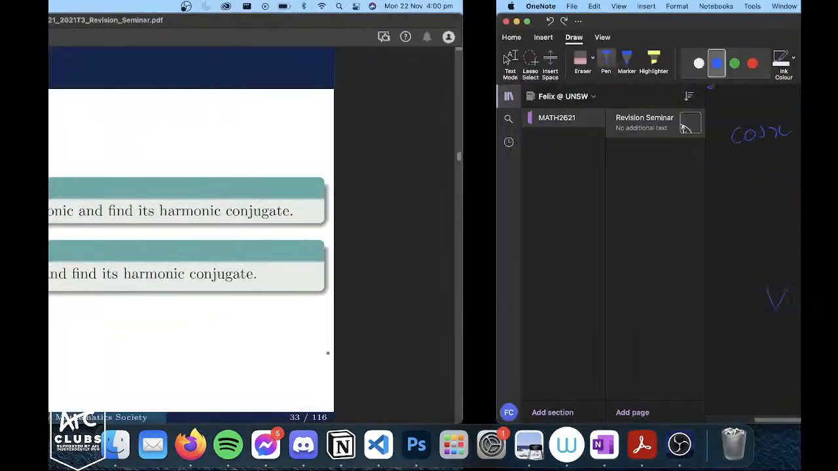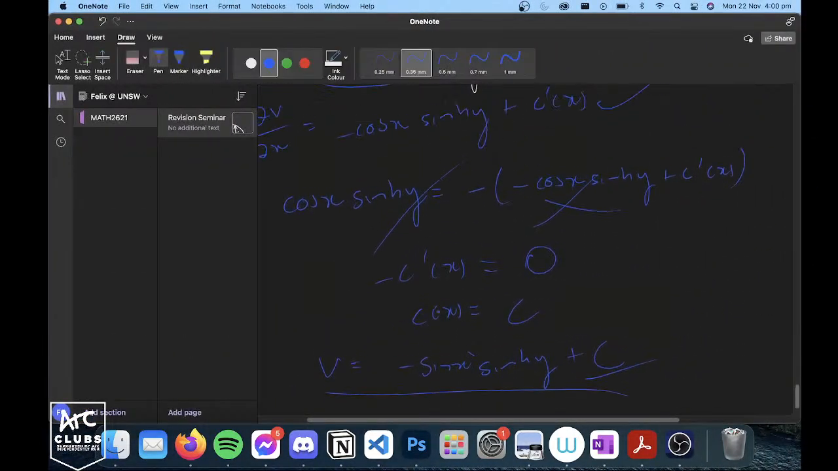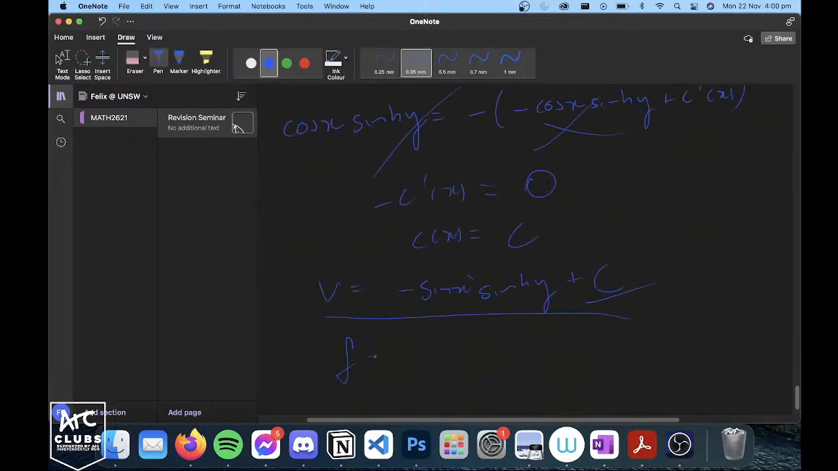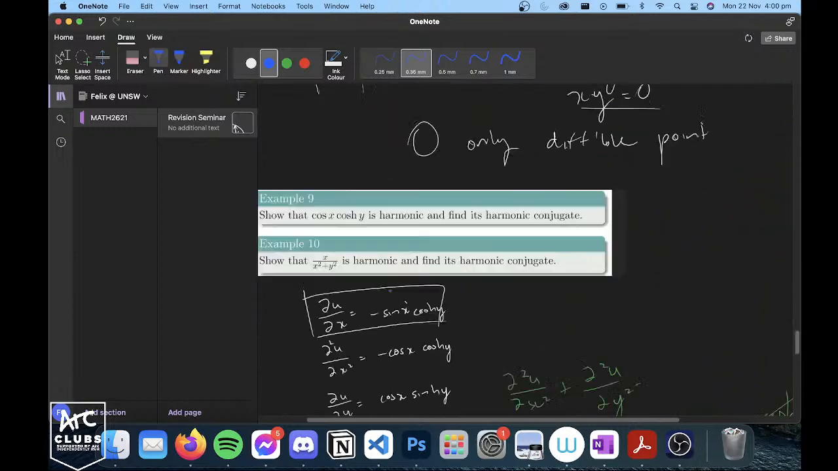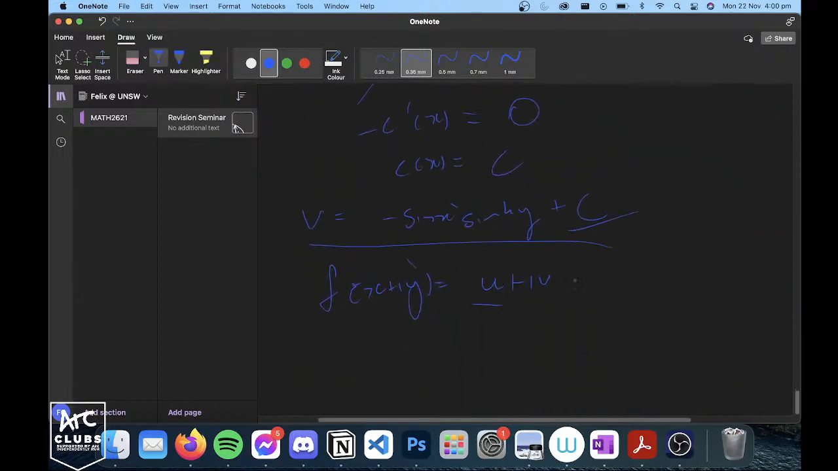And then, did I ask you for the whole function? Yeah, no, it's just asking for the harmonic conjugate. So the whole function would be f of z, x plus iy, or just z, that's fine, equals u plus iv, where u is what they gave to us, cos x cos y. This is just if they ask you for the whole function. And it would be i times by this. And importantly, that it's i times by c as well.